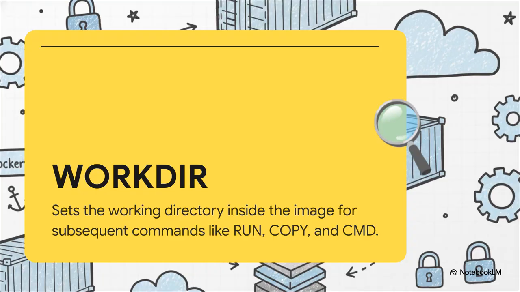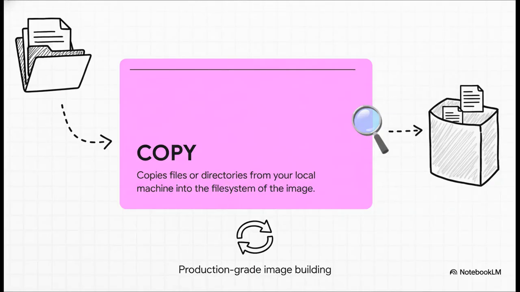WORKDIR is kind of like typing cd in your terminal. It just sets the working directory inside the image for all the commands that come after it. It just keeps things tidy and means we don't have to type out long, messy file paths over and over again. The COPY command is exactly what it sounds like. It takes files from your computer, like your source code, and just copies them into the image, right into that working directory we just set.